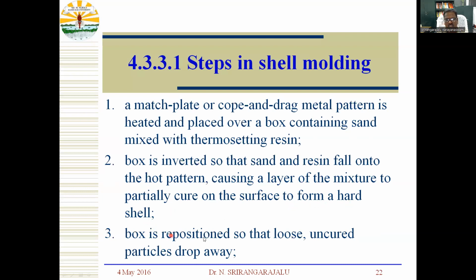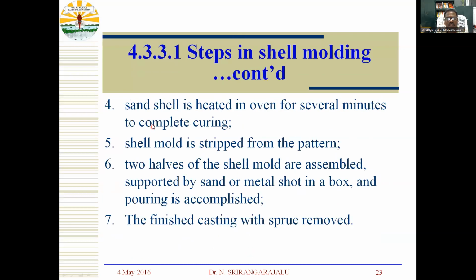The box is repositioned so that loose, uncured particles drop away, and the shell is heated in an oven for several minutes to complete curing. The shell mold is stripped from the pattern. Two halves of the shell mold are assembled, supported by sand or metal shot in a box, and pouring is accomplished. The finished casting is shown with the sprue removed.